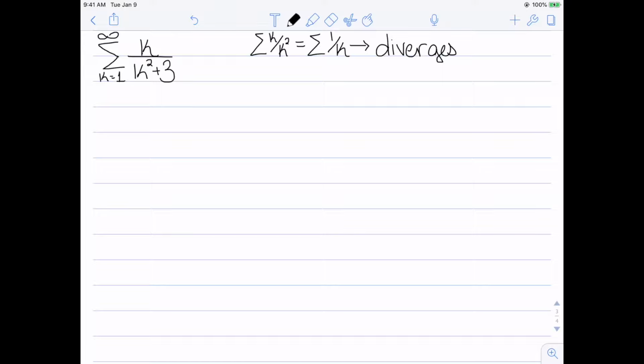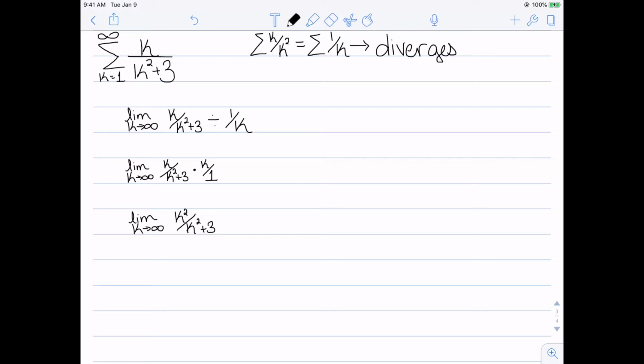So now let's start looking at our limit. We need the limit as k goes to infinity of the original series divided by the comparison series. And just like before, whenever you divide by a fraction, it's the same thing as multiplying by the reciprocal. We can then multiply that out, which is the limit as k goes to infinity of k squared over k squared plus 3. And using our rules for limits, we get that this is equal to 1.